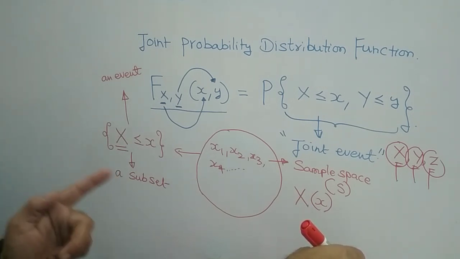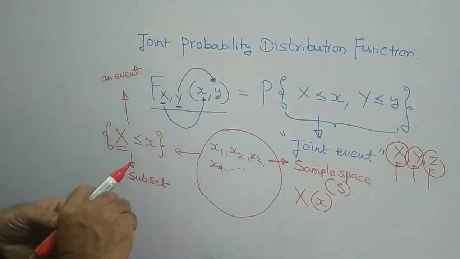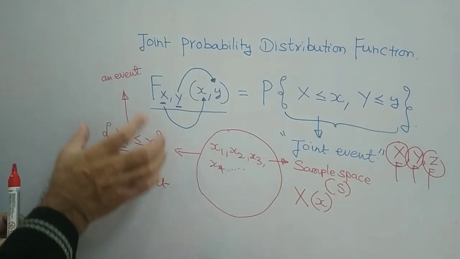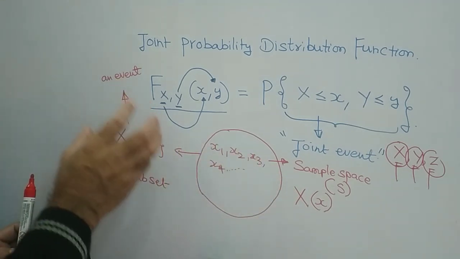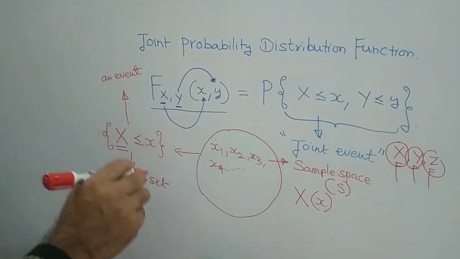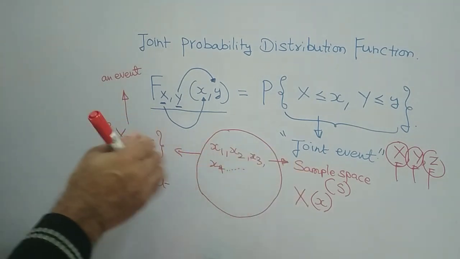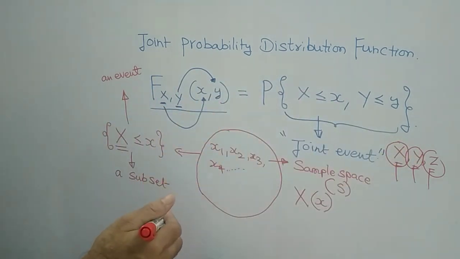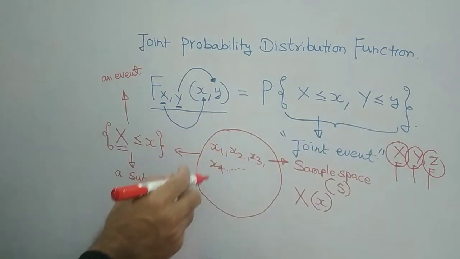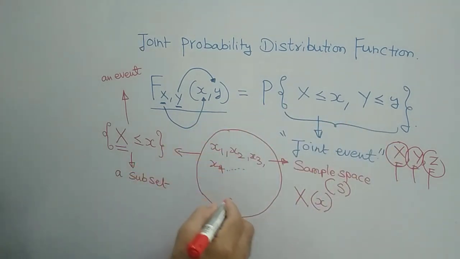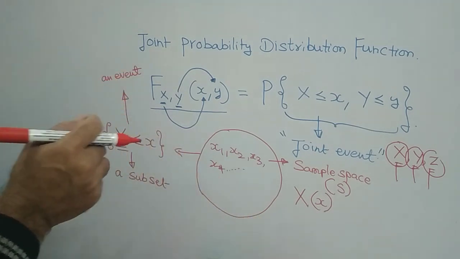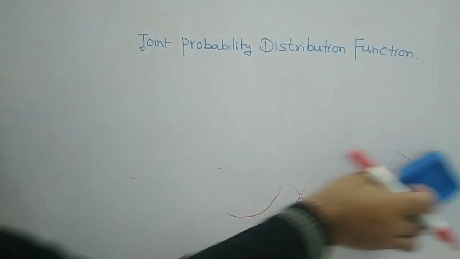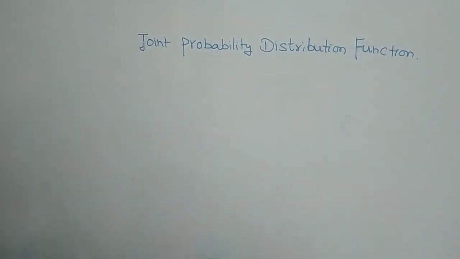It must satisfy a condition: for any subset of the sample space, that subset must be an event with respect to that random variable x. Then only the variable x is called a random variable. Or if you write y in the same fashion, because I want to give a little additional information for your clarity.